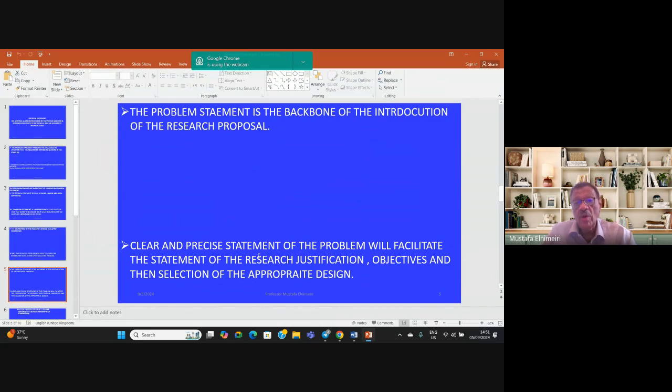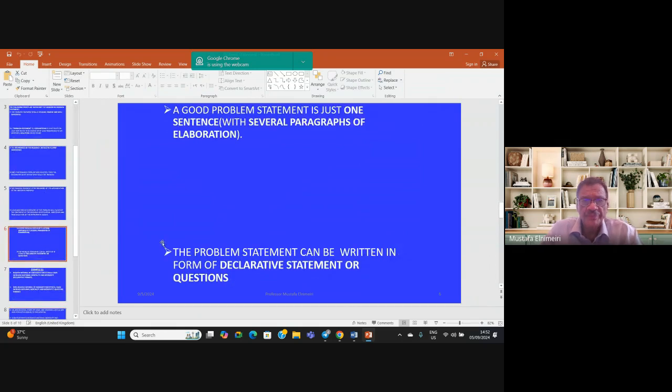And then the problem statement is considered the backbone of the introduction of the research proposal. In the sense that if the problem statement is clearly stated, this will facilitate the understanding of the whole proposal. A clear and precise statement of the problem will facilitate the statement of the other elements like the justification, the objectives, and the selection of the appropriate design.